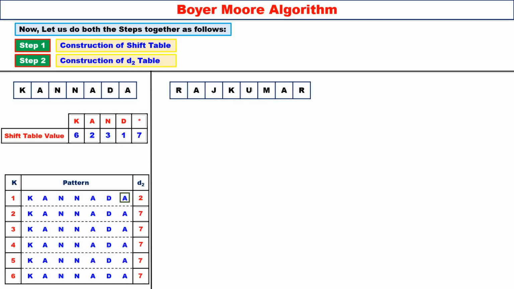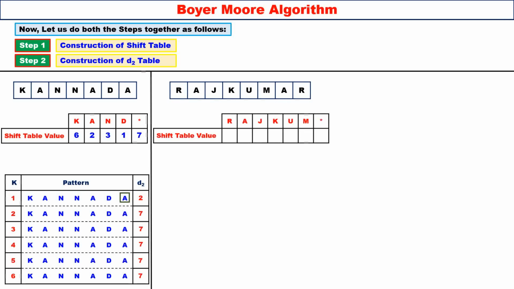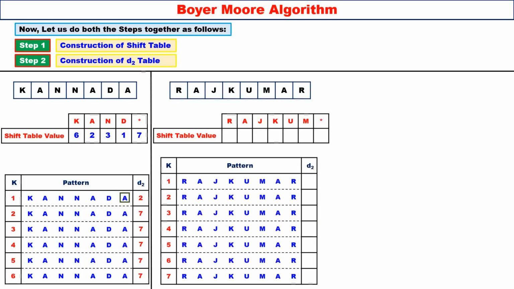Now for the string Kannada, we have the shift table and we have the D2 table also. Let us take one more example, Rajkumar. First let us fill the shift table values. R: 7 characters are there in front, therefore it is 7. For A, it is 6 because in front you have 6 characters. For J, it is 5.